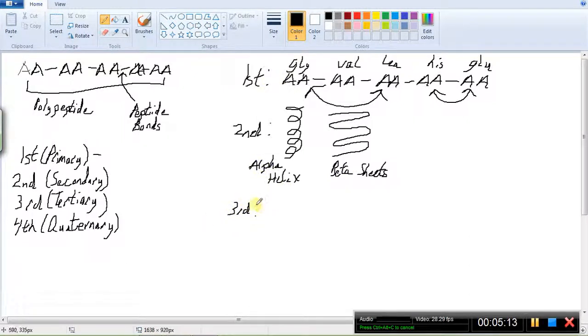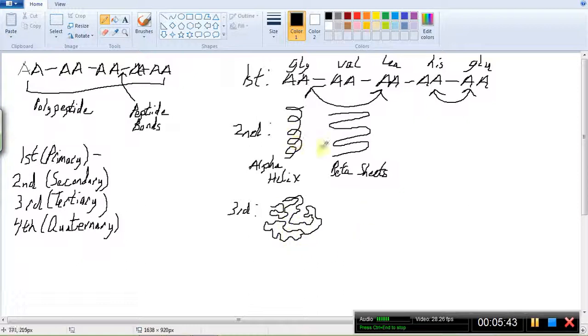Third, we have the tertiary structure of a protein, and this is just how the whole protein folds itself together to make its unique shape. So this would be if we have a chain, our polypeptide, our chain of amino acids, however it folds together to make its overall shape would be the tertiary structure. This would be the whole polypeptide chain right here. This is how the whole polypeptide chain forms.